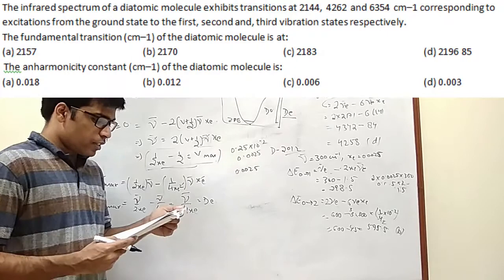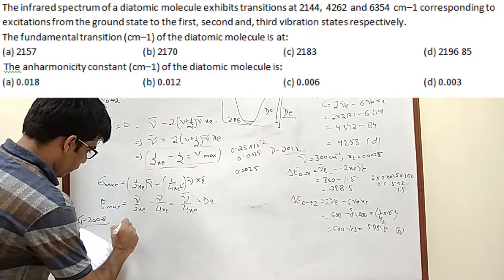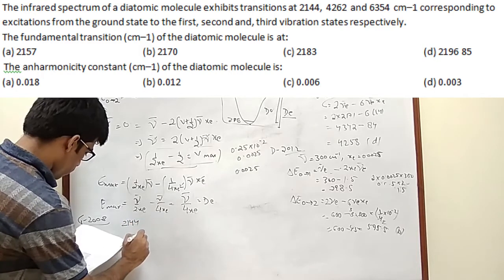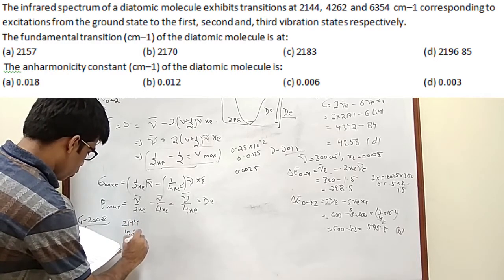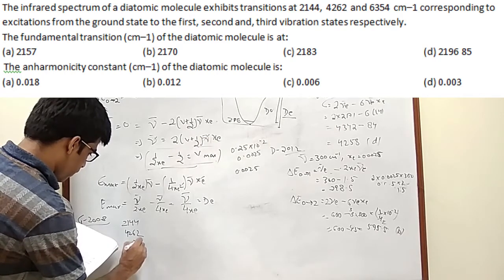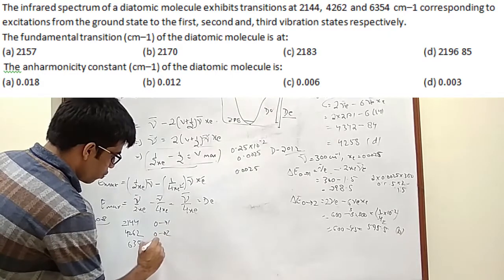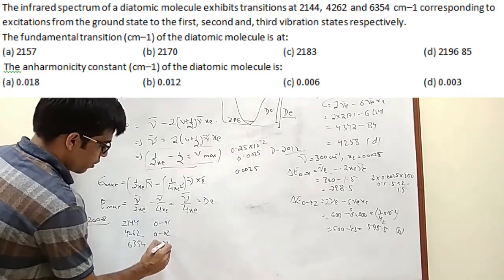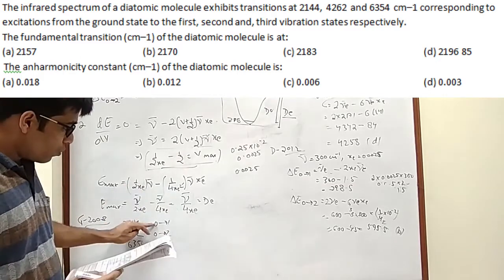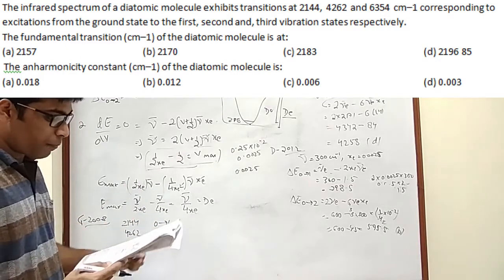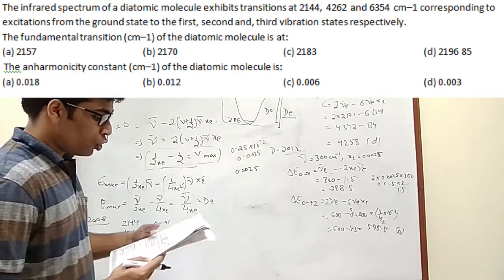Okay, now they're saying the infrared spectrum of a diatomic molecule exhibits transitions at 2144, 4262 and 6354. This is for 0 to 1, this is for 0 to 2, and this is for 0 to 3. Fundamental, first overtone and the second, from the ground state to the first, second, and third excited state. Okay. The fundamental transition of the diatomic molecule is at.